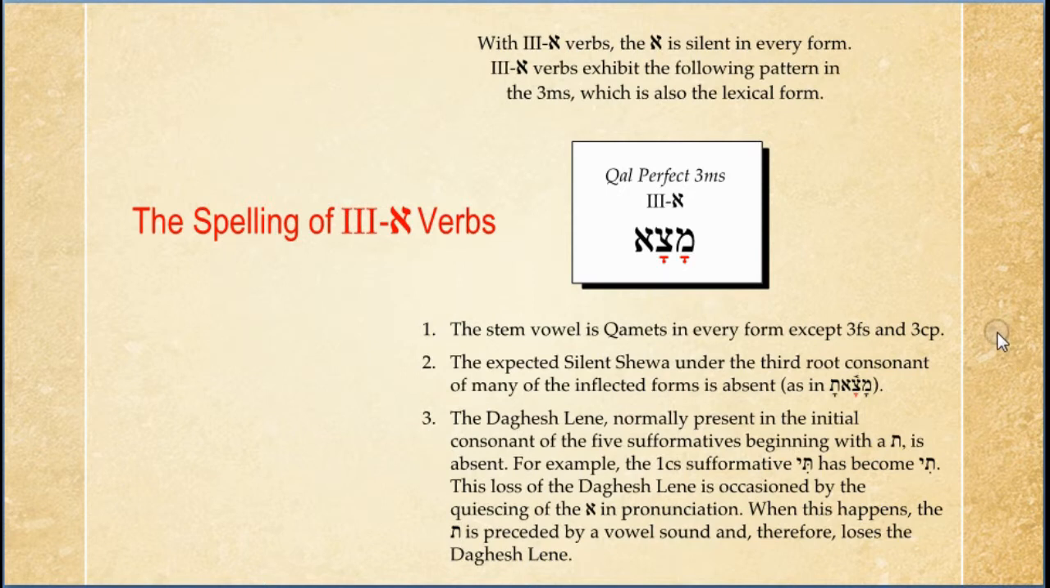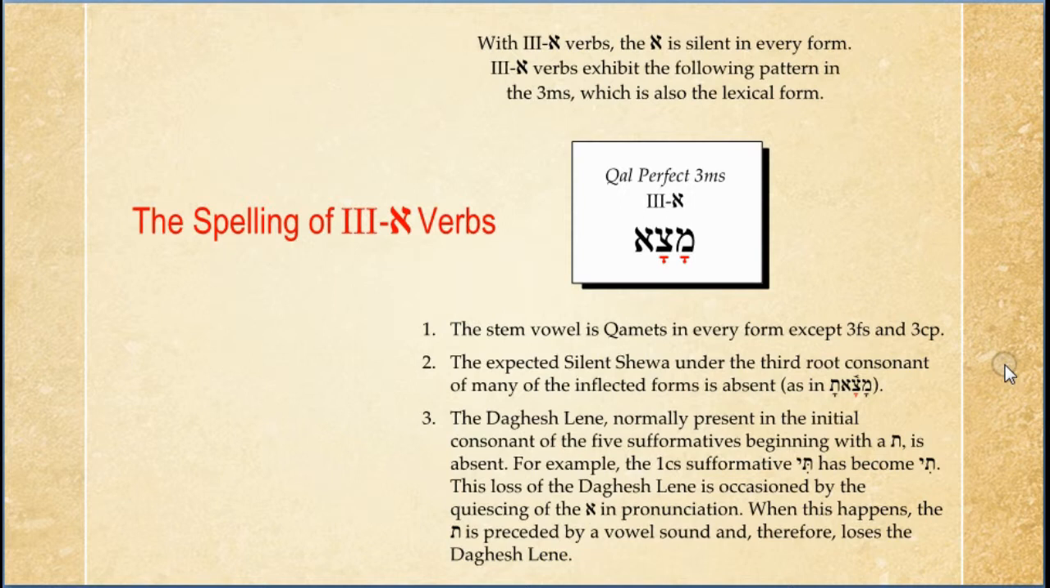And so the stem vowel is actually going to be kamatz in every situation except the third person feminine singular and third person common plural. When we talk about the stem vowel, once again, we're talking about the vowel of the second consonant in the root, in the stem. We're not talking about the first consonant. We're talking about the second consonant. That's what stem vowel means. The vowel underneath the second consonant.